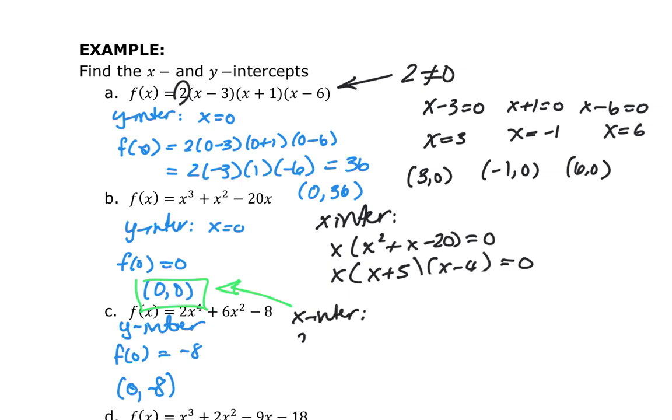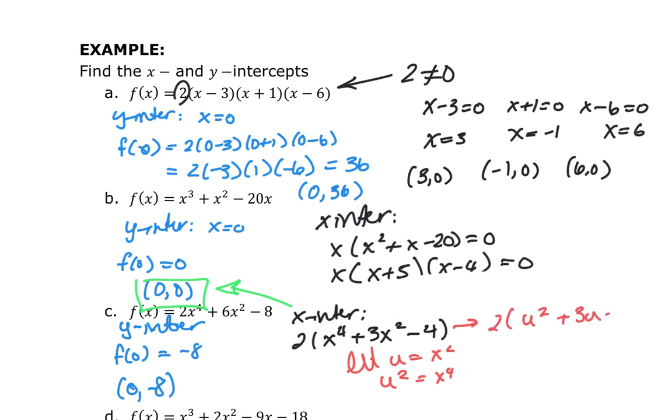I'm going to factor out a 2 this time, leaving me x to the 4th plus 3x squared minus 4. And this is kind of like our warm-up. It's like a u sub. So I'm going to say, hey, let's let u equal x squared, then u squared is equal to x to the 4th. So I can rewrite this in a form that I'm more familiar with, which is 2, u squared plus 3u minus 4. So this gives me 2, and the factors of 4 that have a difference of 3, which is 4 and 1. So u plus 4, u minus 1.